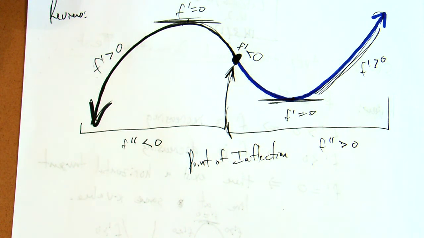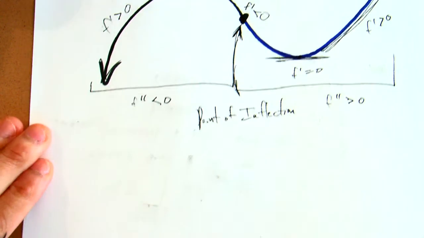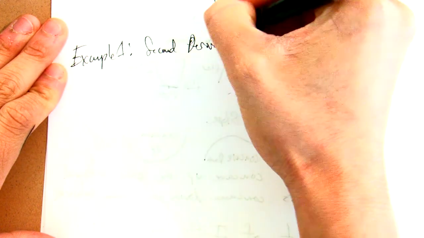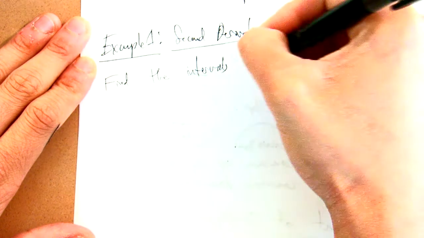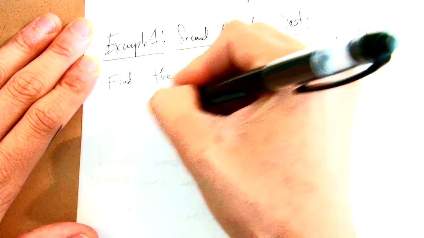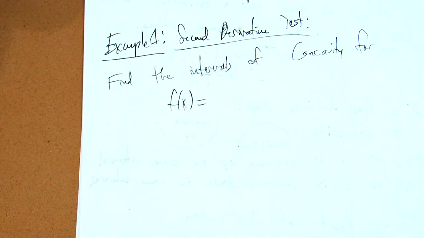Okay? So now we're going to apply the second derivative test, and we're going to do an example of this here. This is just a review so far. So example 1, second derivative test. So what I want you to do is find the intervals of concavity for our function here, f of x, and let's just go ahead and make one up. We'll start with something very simple, okay? So I'm going to give you a function I would have given you last year.